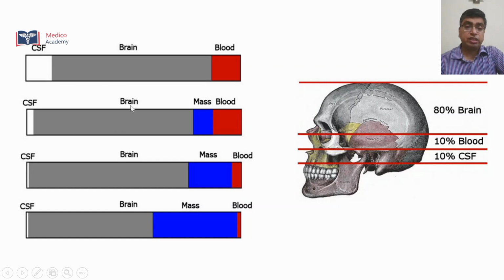If for any reason there is an increase in the brain content, like in cases of tumor, because of the mass, then either the blood flow will be reduced or there will be pressure on the CSF. And as soon as the pressure increases, the blood flow to the brain and the CSF production everything decreases and causes effect.